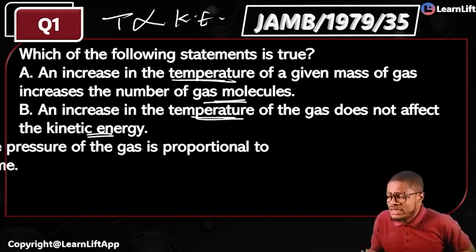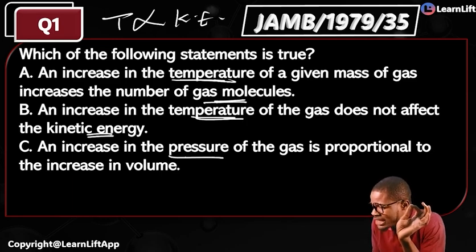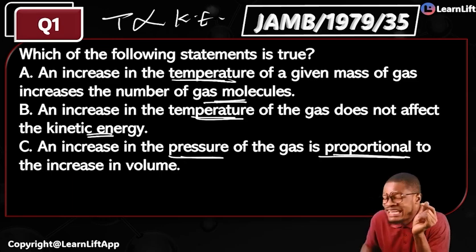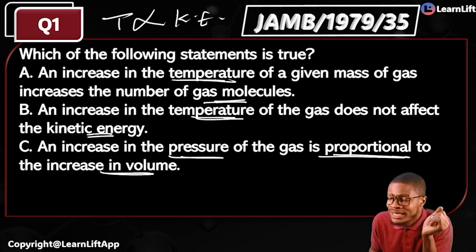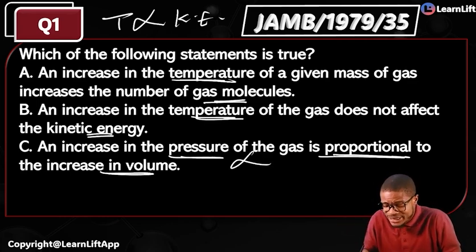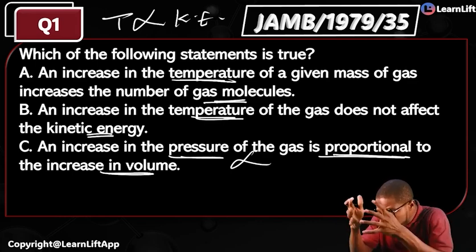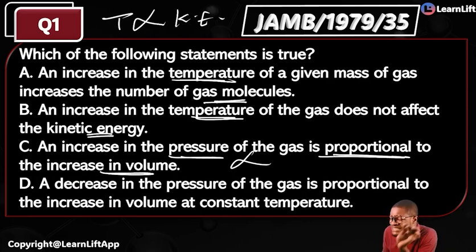I've explained all of those things in the previous classes. Now look at option C. Option C says, an increase in the pressure of a gas is proportional to an increase in volume. That's not true. Boyle's law states that as pressure is increasing, volume should decrease, not increase with it. And then look at option D. A decrease in the pressure. First, only reason it, don't read the entire statement. If you decrease pressure, what should happen to volume? Volume should increase.